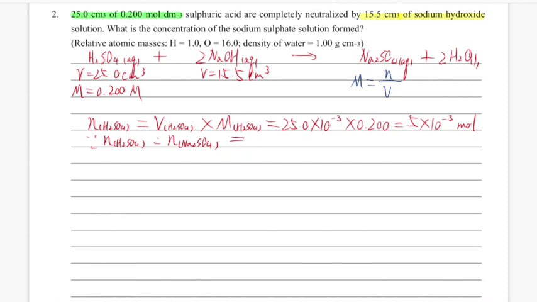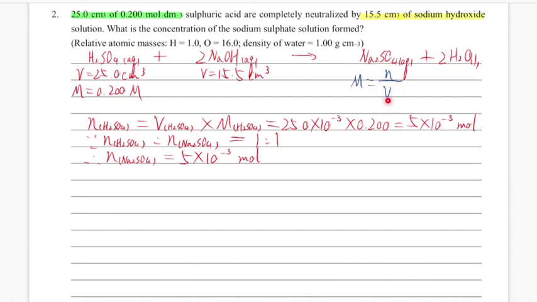Okay, according to the equation, the molar ratio should be 1-to-1. So we know the number of mole of sodium sulfate formed should also equal 5 times 10 to the power of minus 3 mole. Okay? And then you can also think like this. The one that you want to work out, you should divide by the coefficient of others, the one that you know, and then multiply by the coefficient of yours. So divided by 1, multiplied by 1, so it stays the same, 5 times 10 to the power of minus 3 mole.